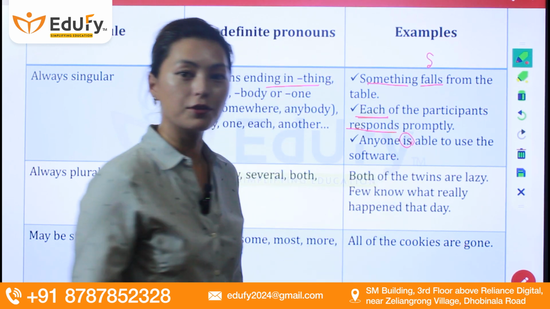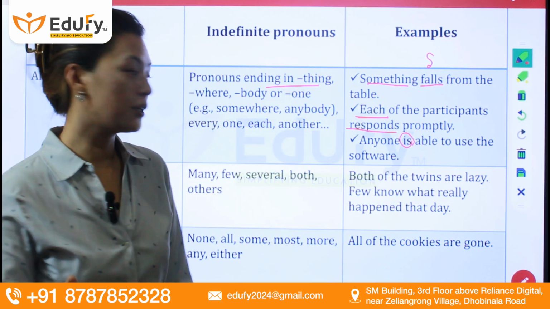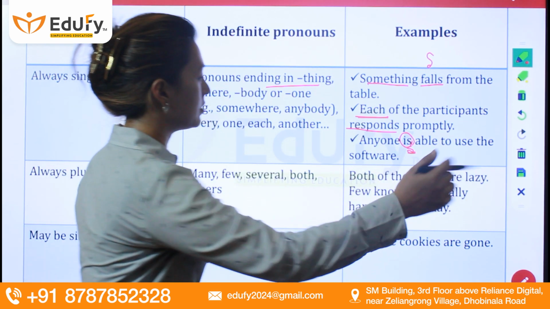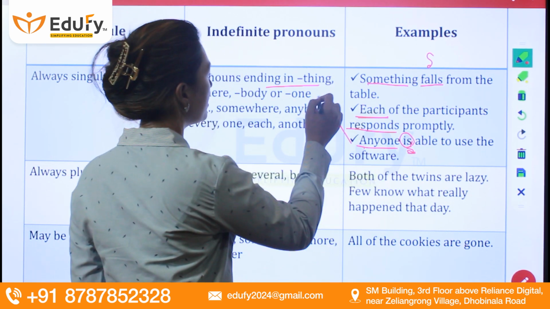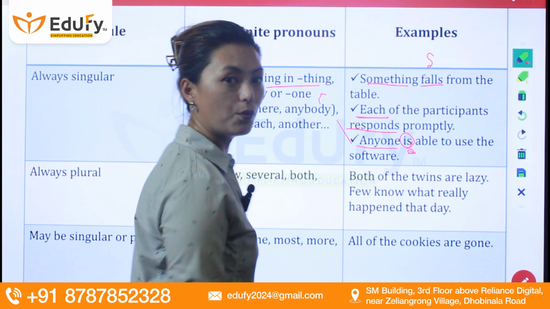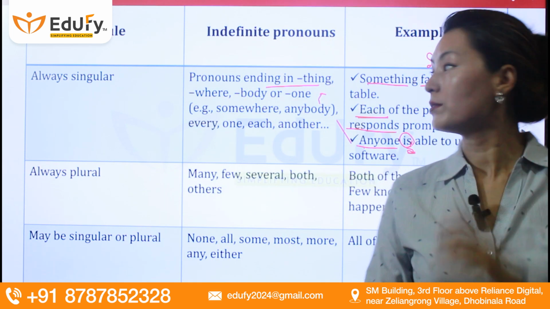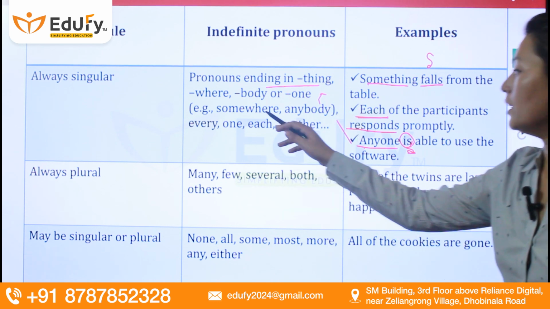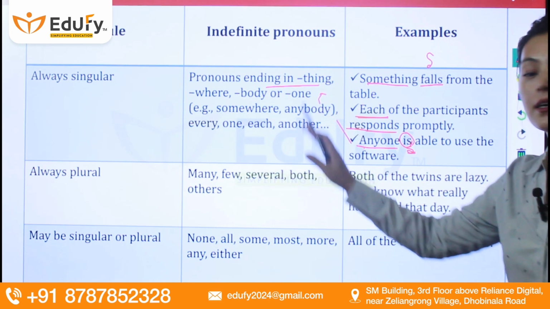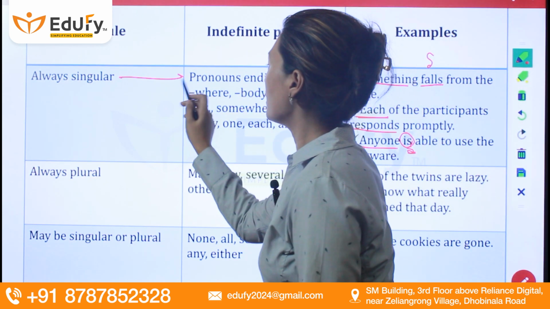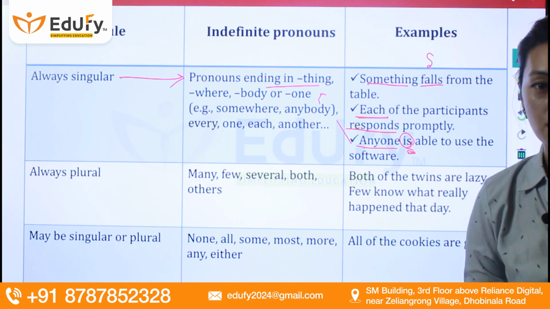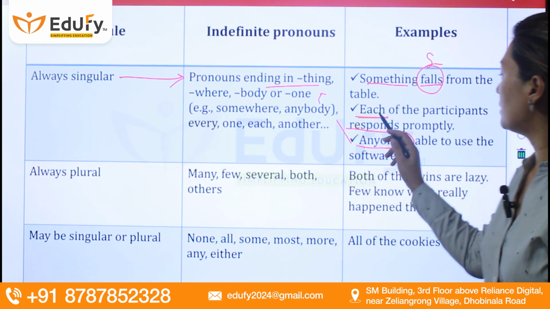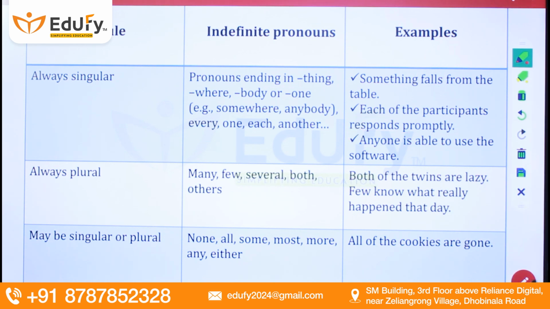Absolutely. "Is" is the verb, right? Is a singular verb. Why is this considered a singular verb? Because here I have used an indefinite pronoun, anyone. Indefinite pronouns like anyone, something, somewhere, somebody, each, everyone, another are all considered singular indefinite pronouns, and therefore the verbs that come with them will also be singular in nature.